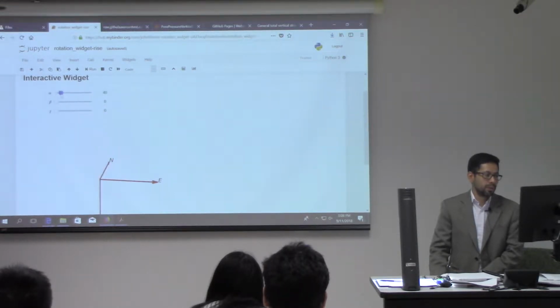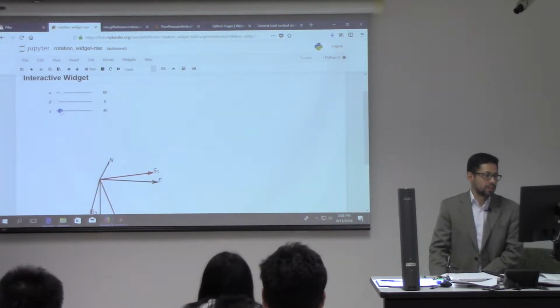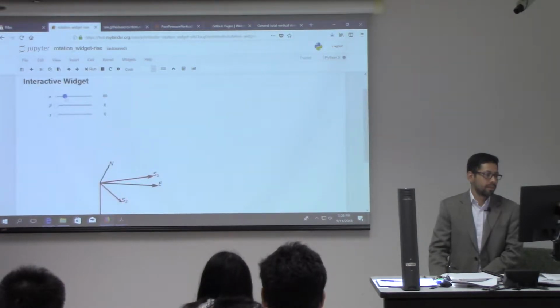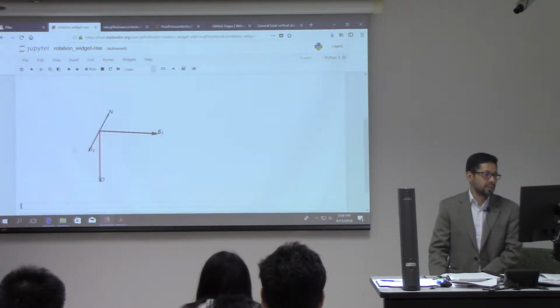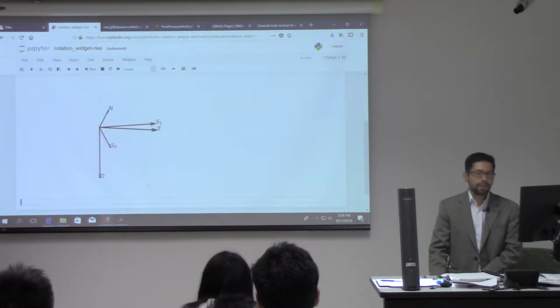This one, let's move it a little bit. This is strike slip. And in order to make it reverse, you need to make this S3 point. Oh, I already had it there. Well, no, actually this is reverse, right? S3 is here, S1 is here, and S2 is there.